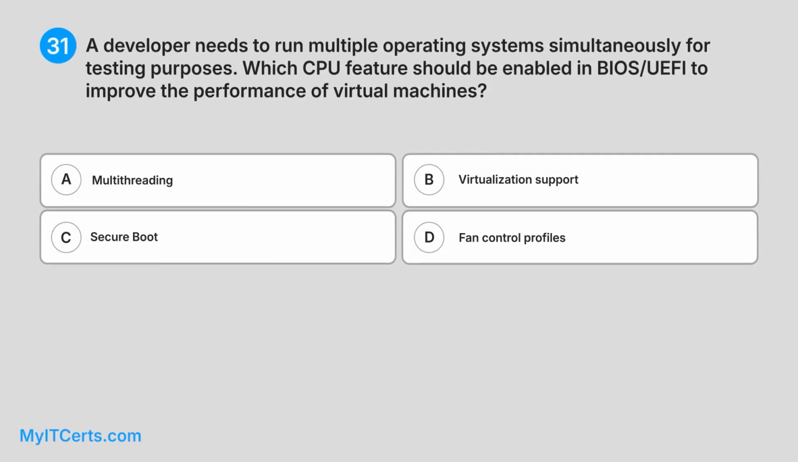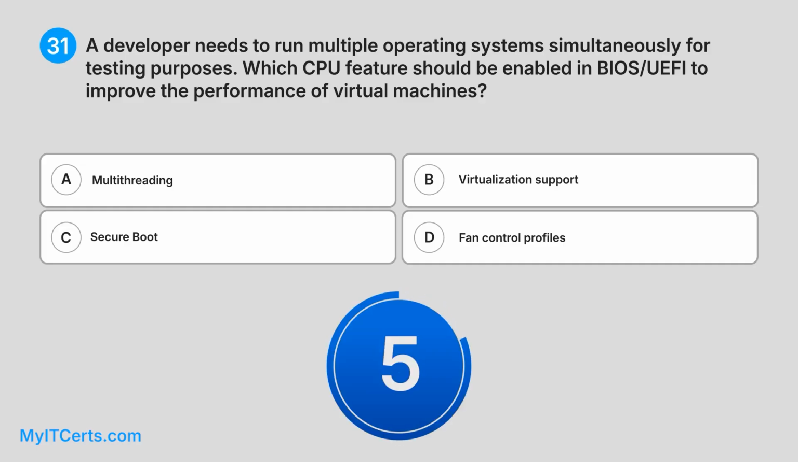31. A developer needs to run multiple operating systems simultaneously for testing purposes. Which CPU feature should be enabled in BIOS/UEFI to improve the performance of virtual machines? A. Multi-threading. B. Virtualization support. C. Secure boot. D. Fan control profiles.